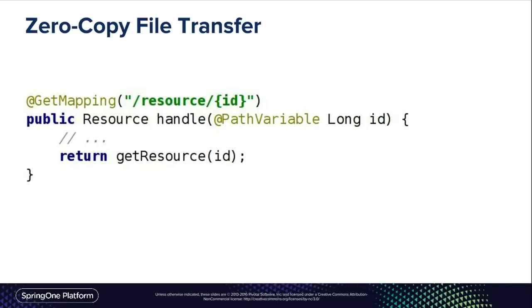on the outbound side. We have support for zero-copy file transfer, and the way that works is you have to return a resource that can be translated into a file. This is using a low-level Java API for the zero-copy file transfer.